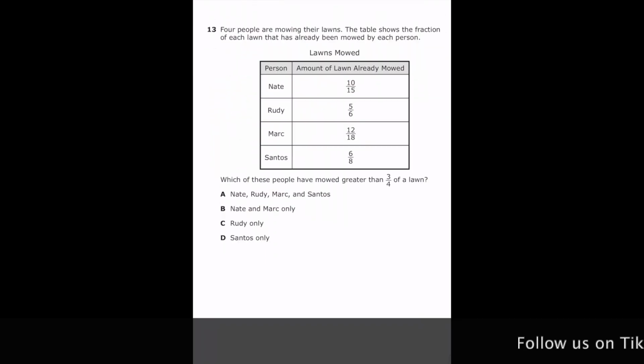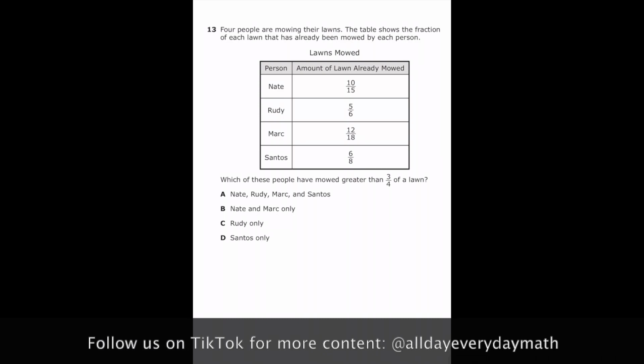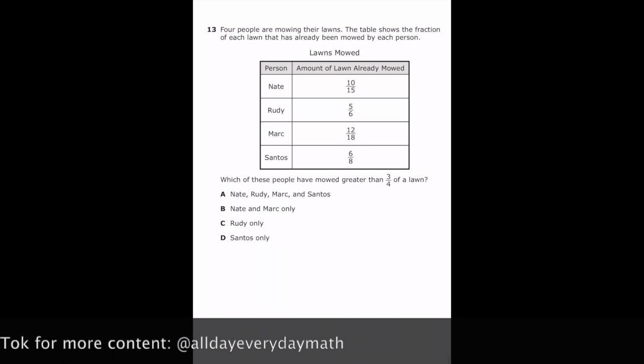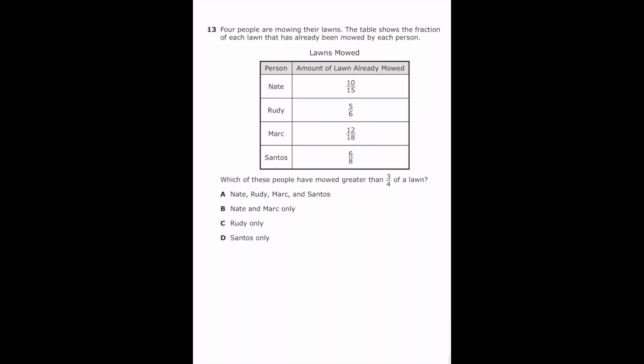Number 13, 4 people are mowing their lawns. The table shows the fraction of each lawn that has already been mowed by each person. Which of these people have mowed greater than 3/4 of a lawn? All right, so I'm gonna put each fraction next to each other and just cross multiply to see which one is greater. So I'm gonna put, obviously, 3/4, and I'm gonna compare it to 10/15 first. So 4 times 10 is 40. 15 times 3 is 45. Right? So 10/15 is less than 3/4. So we're gonna mark out Nate.